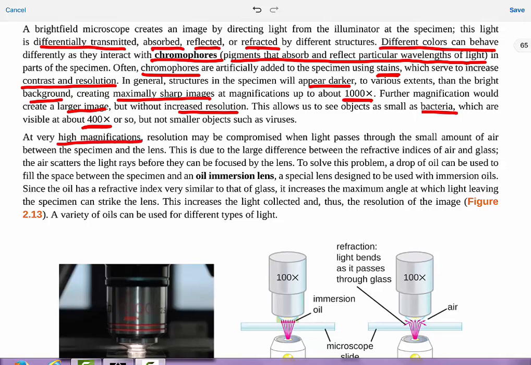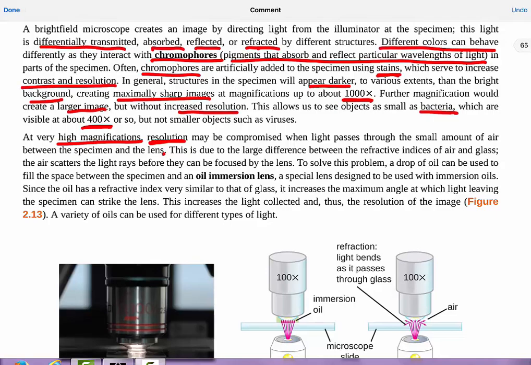At very high magnifications, resolution may be compromised when light passes through the small amount of air between the specimen and the lens. So when we're still talking about Brightfield microscopes that go up to the 100x, when you're at high magnification, so when we're getting up to the 40x, but also the 100x mostly, the resolution may be compromised. So we may not get as high of a resolution when light passes through the small amount of air that's between the specimen, between the slide, and the lens. So there's a little tiny amount of air between the two.